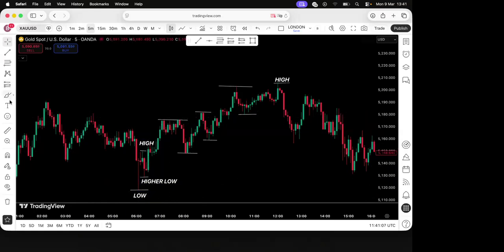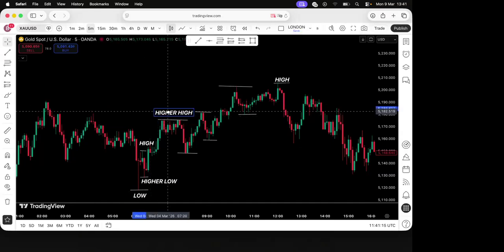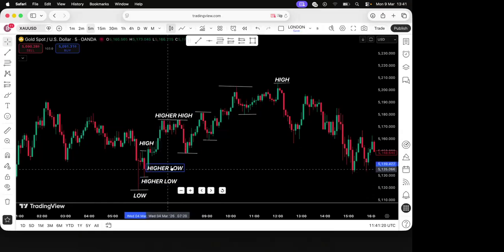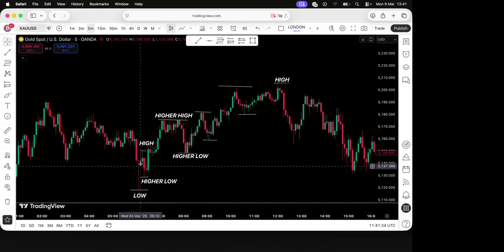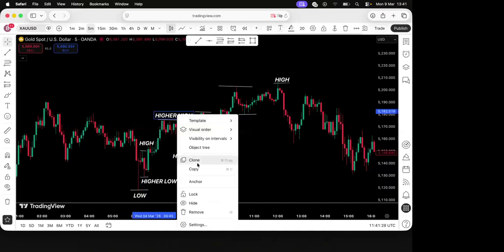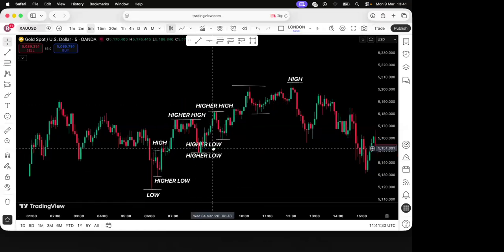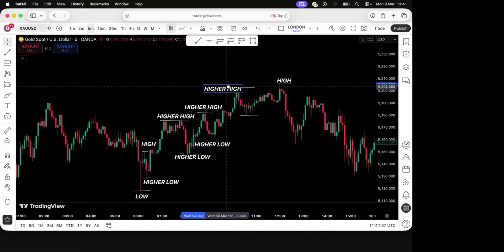So what do you think that's called up here, guys? If that's a higher low, what do you think that is? That's a higher high. It's a new low, but it's a higher low because it's higher than this low. Low, high, higher low, higher high, higher low. You know it. Higher high. Higher low. Okay, one more, higher high.